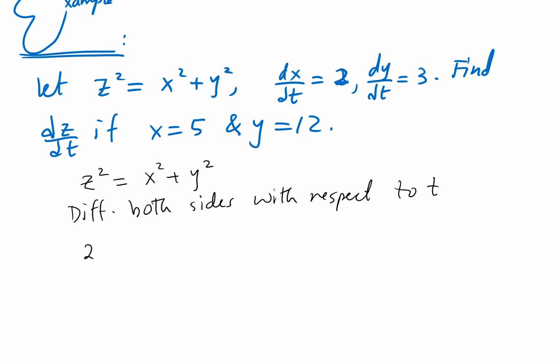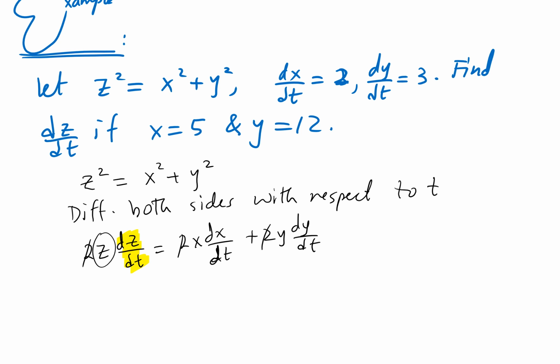So what do we get? 2z dz/dt equals 2x dx/dt plus 2y dy/dt. And we can cancel the 2's, right? And let's see what is given. I need dz/dt. I don't know what that is. I don't know what z is either. But I can go back to the equation z squared equals x squared plus y squared and calculate what z is by substituting x is 5 and y is 12.